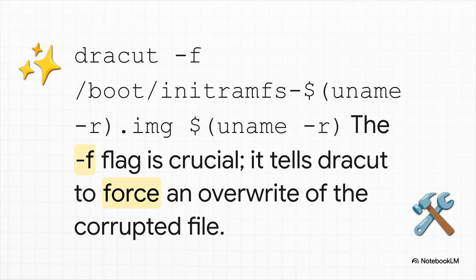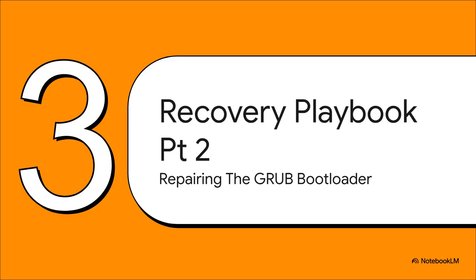It tells Dracut, I don't care what's there now, overwrite that old busted file with the fresh working one. Okay, cool. But what if the starter kit, the initramfs, is perfectly fine, but the GPS is totally on the fritz? What if GRUB itself is corrupted? Well, that brings us to playbook number 2, repairing the bootloader.